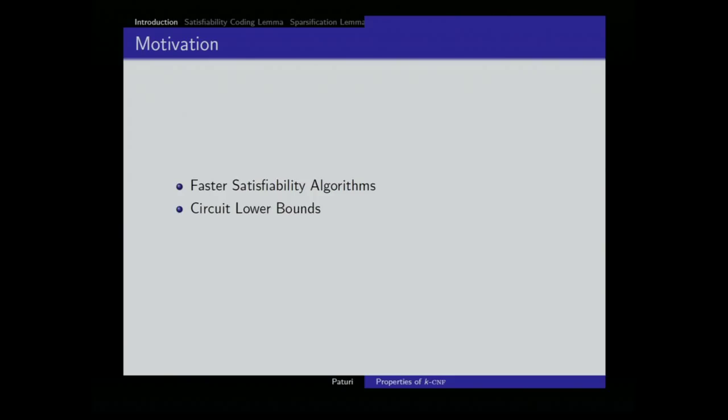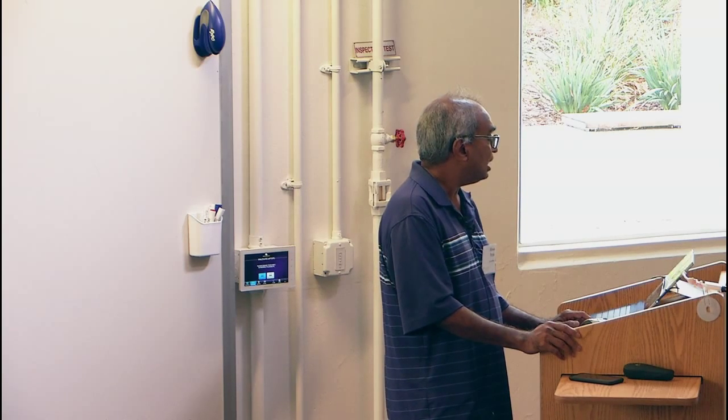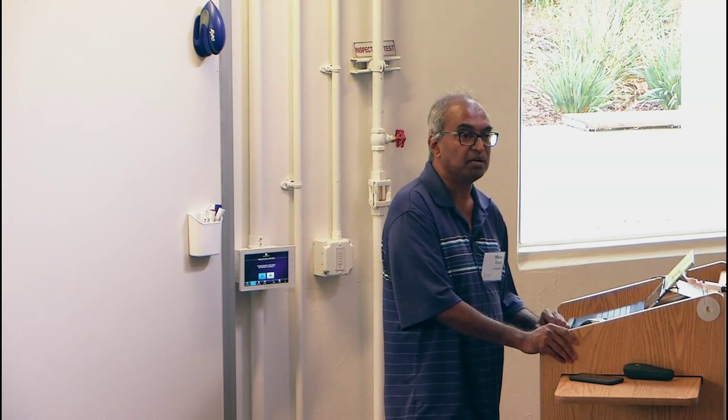So what's the general motivation? It's about the satisfiability problem, and the general motivation is faster algorithms for SAT solvers, for example. But more importantly, we want to understand the structure of the KCNF, which in turn explains the complexity of many other problems, and also the lower bounds. So these are the general motivations, and let me give you a much more specific motivation for this talk.